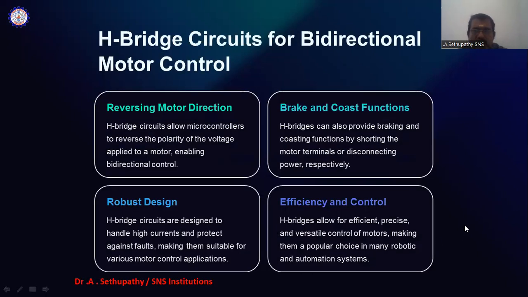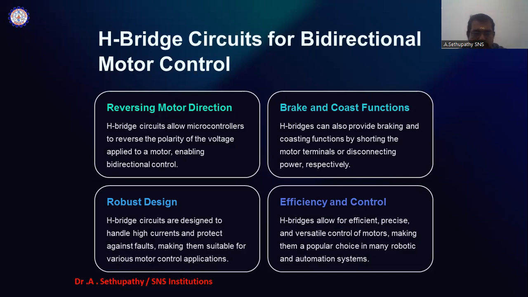Then H-bridge circuits for bi-directional motor control. That is one of the circuits we use in motors and actuators. Reversing motor direction: H-bridge circuits allow the microcontroller to reverse the polarity of the voltage applied to a motor, enabling bi-directional control. Then brake and fast functions. H-bridges can also provide braking and coasting functions by shorting the motor terminals or disconnecting power respectively.